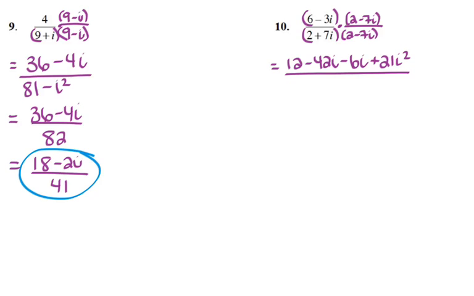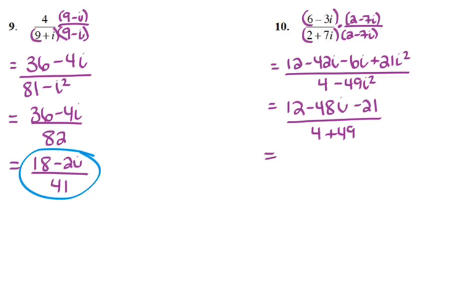And then the bottom, since they are conjugate pairs, your middle terms are going to cancel. So that leaves me with 4 minus 49i squared. Don't forget that i squared equals negative 1. So that's 12 minus 48i minus 21 on top over 4 plus 49. And then 12 minus 21 is negative 9. So I have negative 9 minus 48i over 53.